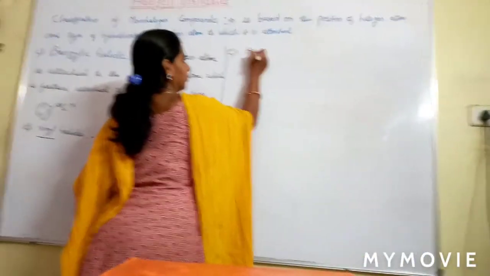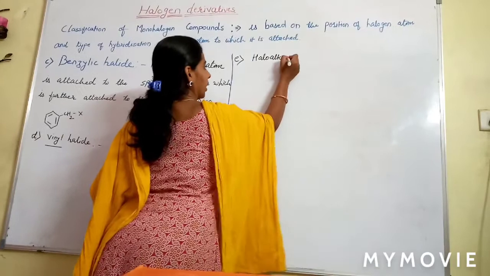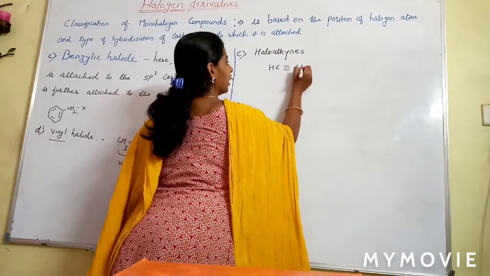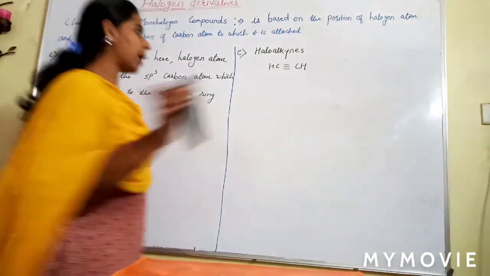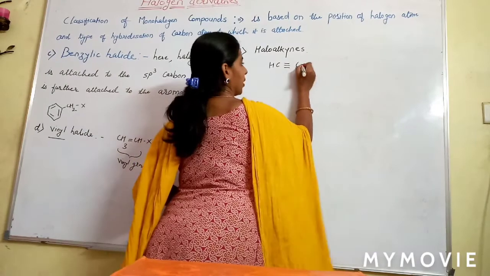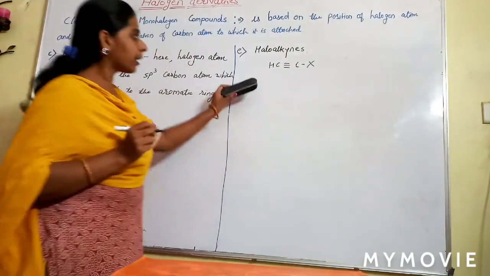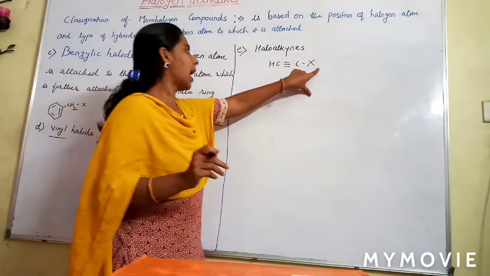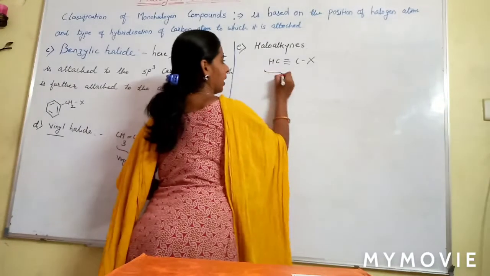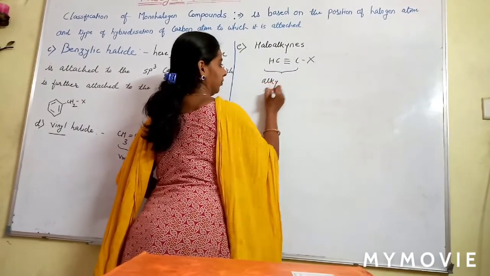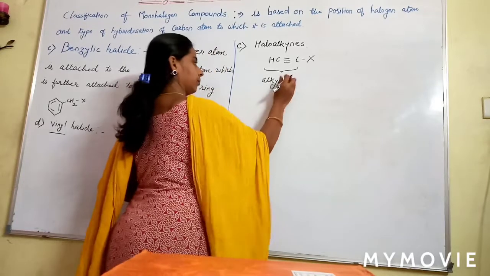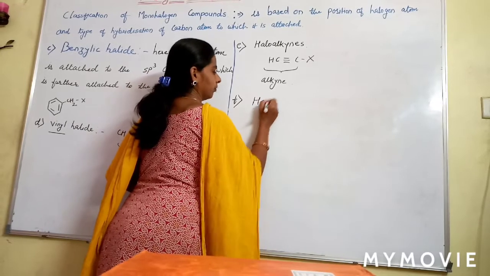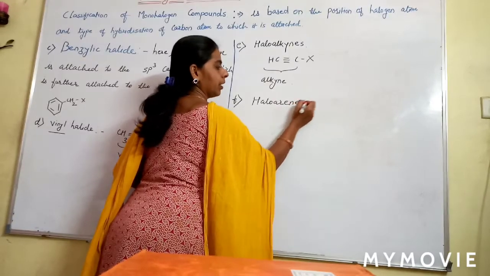Now the next structure is haloalkynes. What is the structure of alkynes? CH triple bond CH. Now suppose this hydrogen atom is removed and in its place a halogen atom is entered, then that compound is also called haloalkyne. This is our haloalkyne because the halogen atom is attached to the alkyne group. This is our alkyne group.